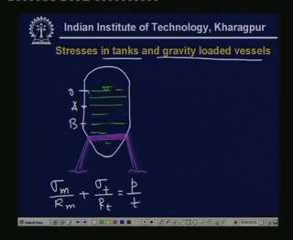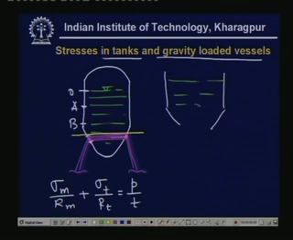Now, what are the stresses? One can expect that the stress varies continuously, but one expects a sharp change in the meridional stress near the support. How to get that? If we cut a section just above this support and draw the free body diagram, then this is the part, this is the water. The entire weight of the water above this stiffener or above this ring acts over here.